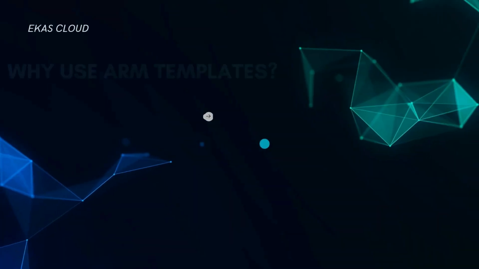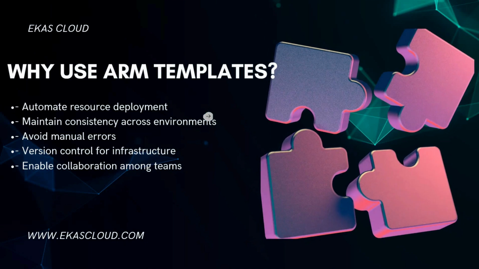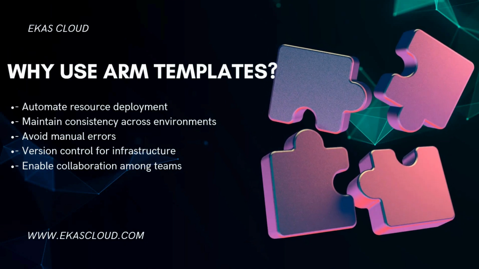So why do we have to use ARM templates? First, they automate resource deployment, which saves time, of course. Second, they ensure consistency. The same setup gets deployed every time. Third, they reduce manual errors since we are not clicking around in the portal. Fourth, templates can be version controlled in GitHub or Azure DevOps, helping teams manage infrastructure changes easily. And finally, they promote collaboration, allowing teams to review, share, and reuse deployment templates.